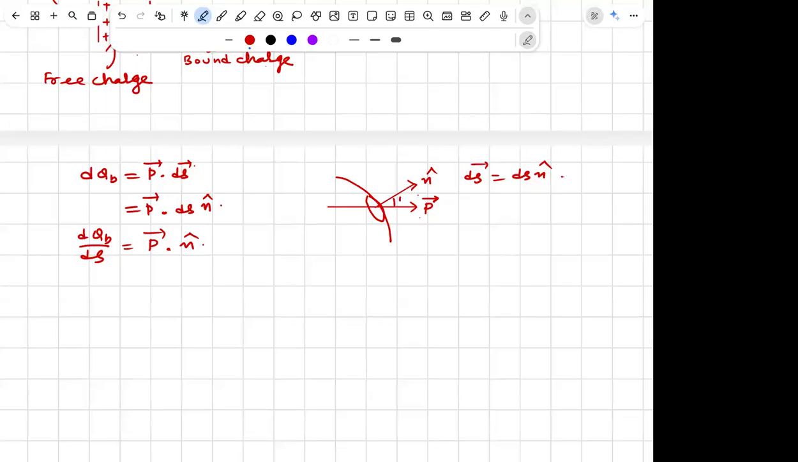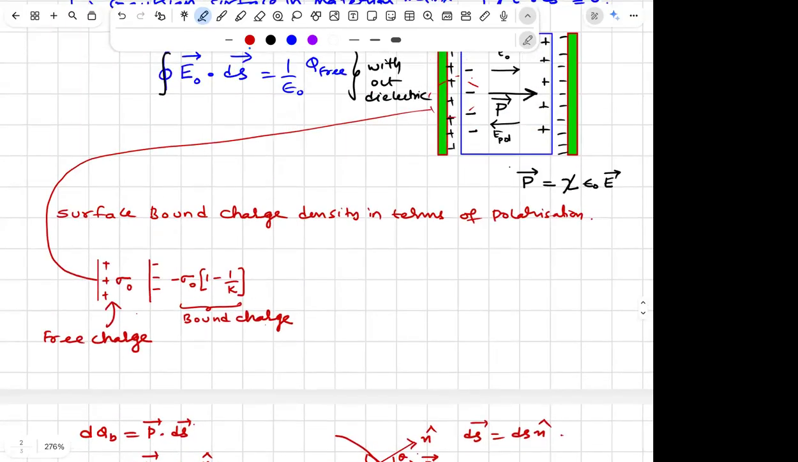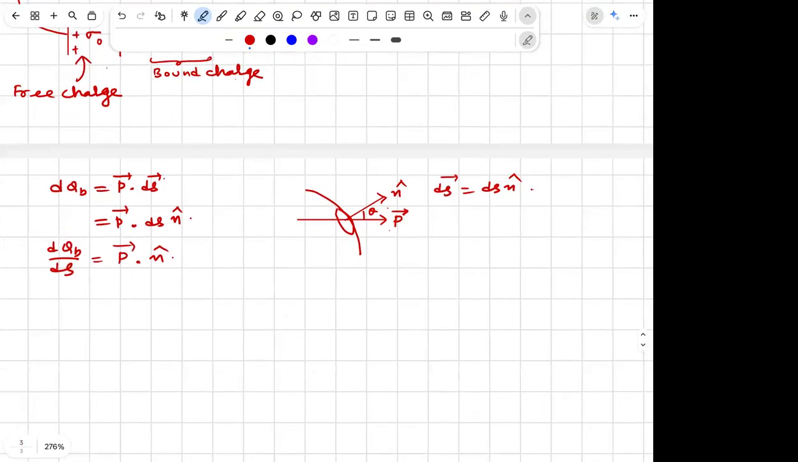At that point, in this case, n cap is 0. In this case, n cap is not 0. Okay? Now tell me, what is this term dQb by dS called? Sigma b. So therefore, hereafter, sigma bound can be written as P bar dot n cap. Any doubt, please ask.